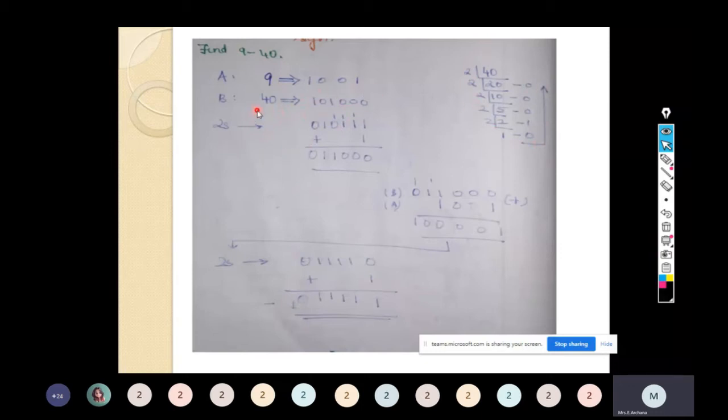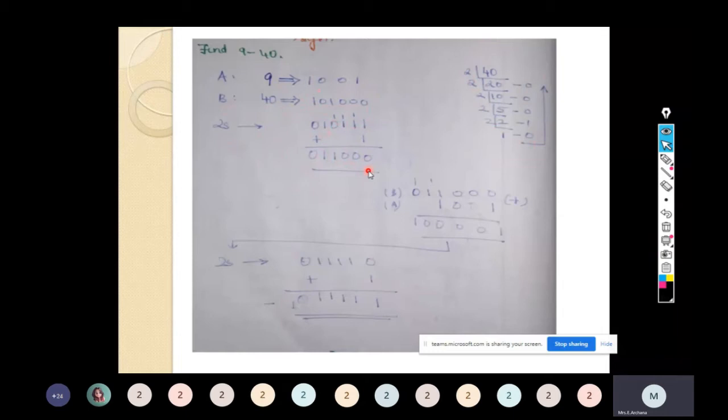Yes. For B, we are going to take 2's complement. How to find 2's complement? Find the 1's complement. Then the complemented result is added with 1 to get the 2's complement answer. So 40 is 101000. For this, the 1's complement is 010111. It is added with 1 to find the 2's complement. So 1 plus 1, 0 carry over 1, 1 plus 1, 0 carry over 1, 1 plus 1, 0 carry over 1, 1 plus 0, 1, so 011000. So the 2's complement for B, 40, is 011000.